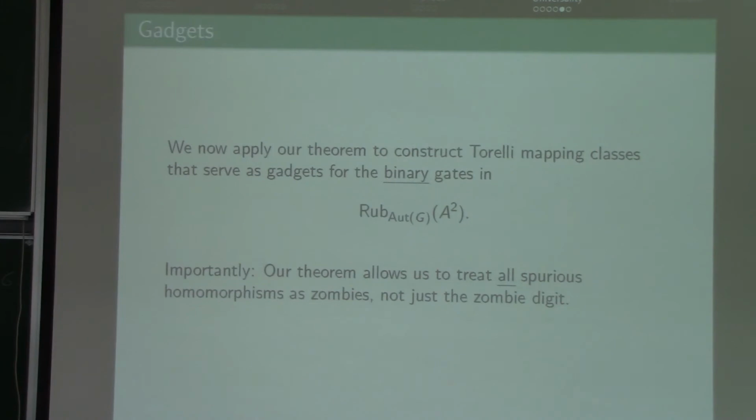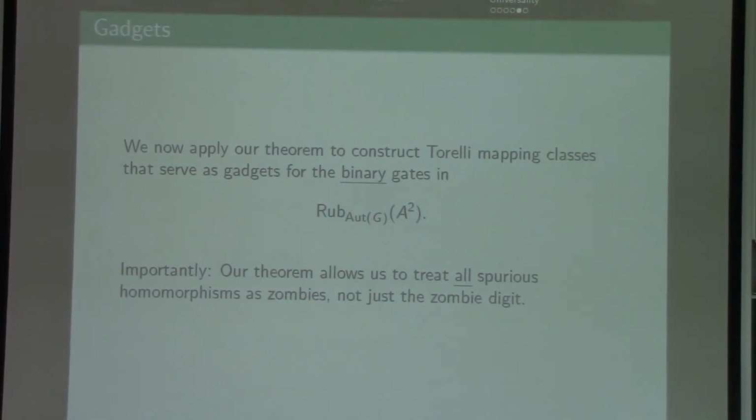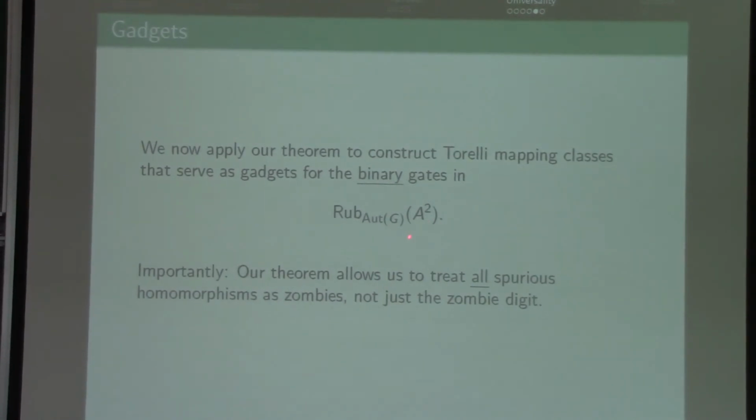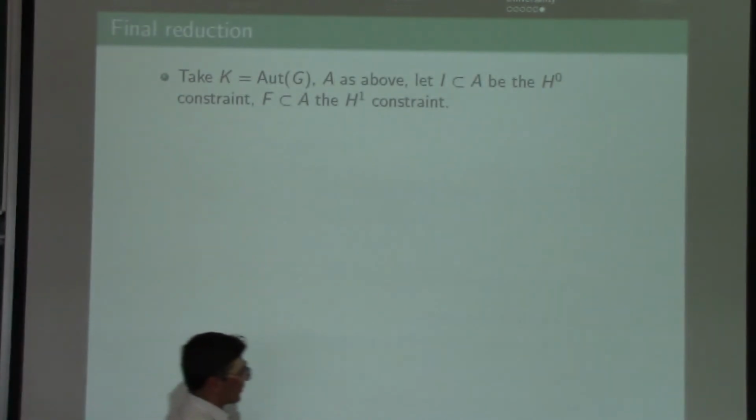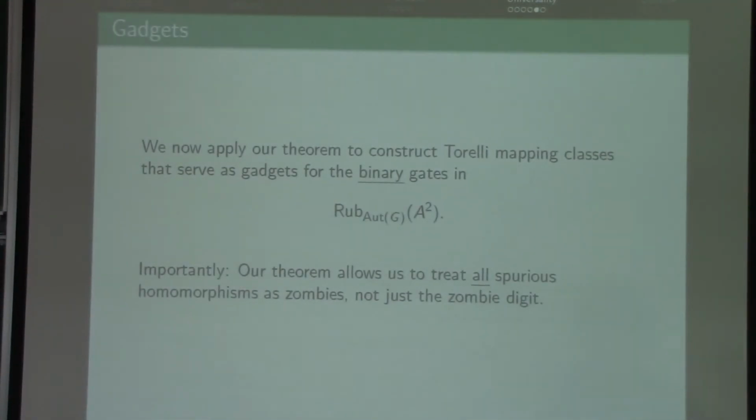And we apply the theorem, and we get that we can find Torelli mapping classes. So for every element of this Rubik group here, we can find Torelli mapping classes that act as that element on A squared and fix everything else. So that's the important part here. So now we're ready for our reduction.